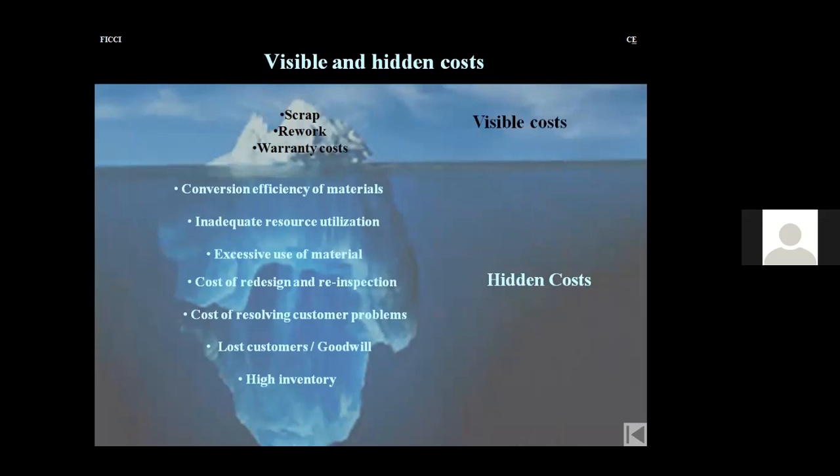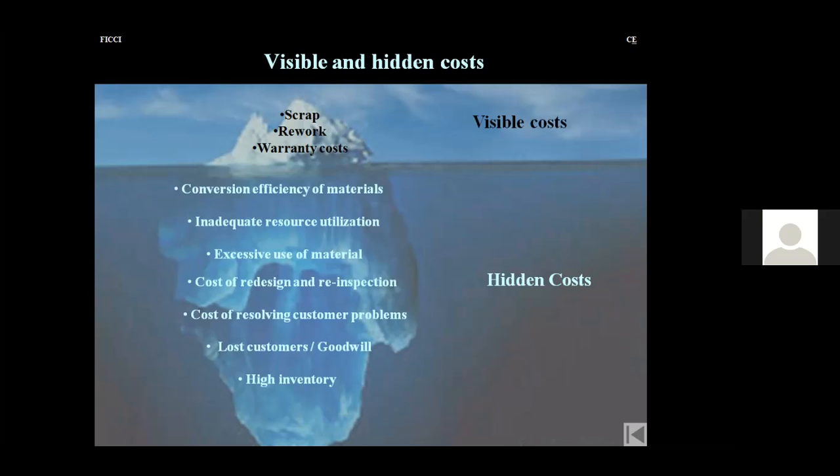There is a difference between scrap and rework. Rework is normally oversized items. We can work on them and bring them to the actual size. And scrap normally is the undersized item or the defective items which cannot be reworked, and normally they are sold as scrap. So scrap, rework, warranty costs, they are visible costs.